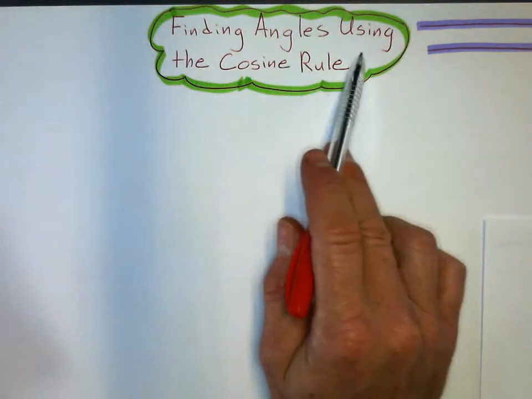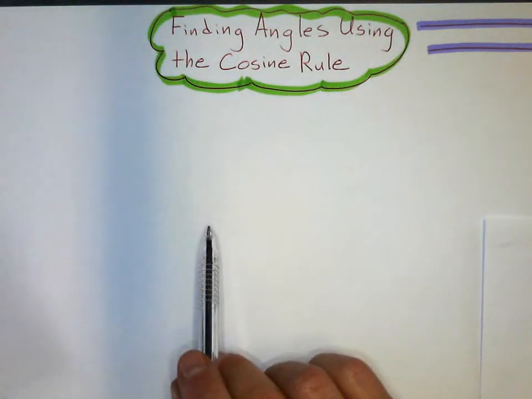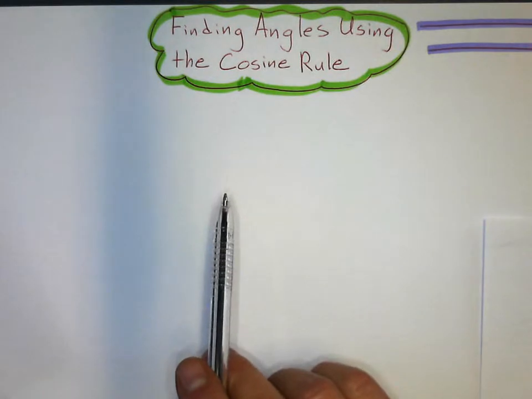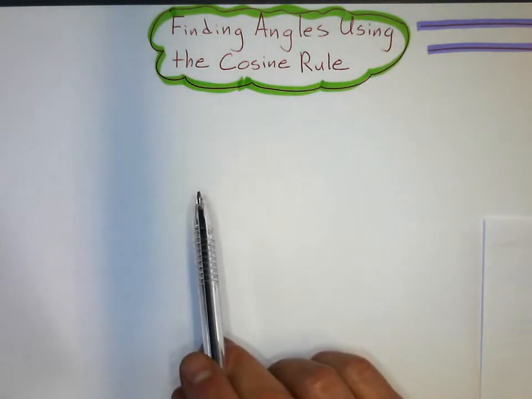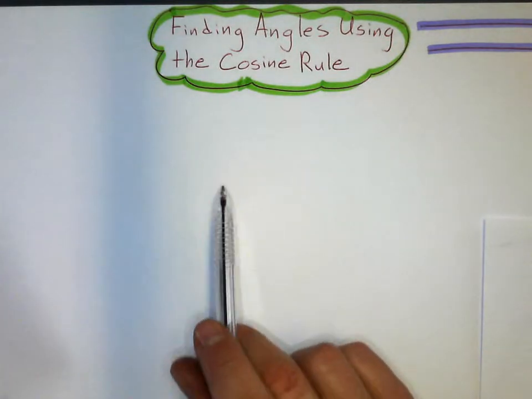Right. Finding angles using the cosine rule. How do I know when I'm going to use the cosine rule? If I want to find an angle of a triangle and all three sides are given of that triangle.